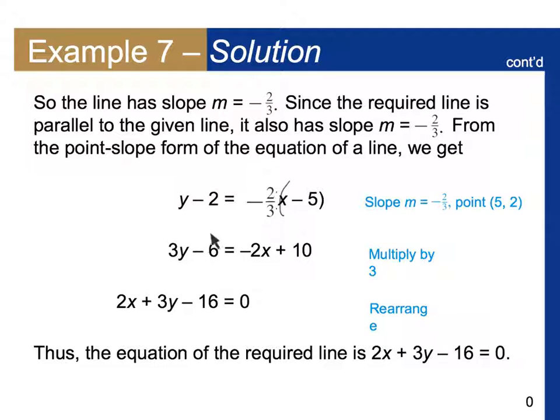All right. Then I think they want the equation in general form here, so we have to distribute and get 0 on one side. Multiplying both sides by 3 and distributing, we get 3y minus 6 equals minus 2x plus 10, remember, because a negative times a negative is positive. And then if we move everything over to the other side, we get 2x plus 3y minus 16 equals 0.